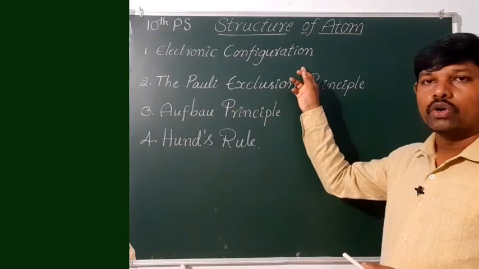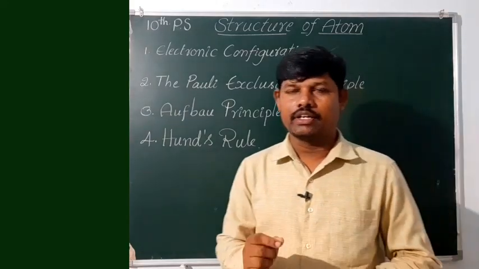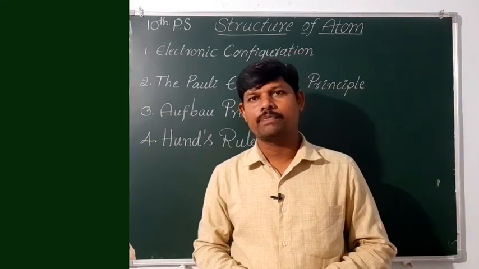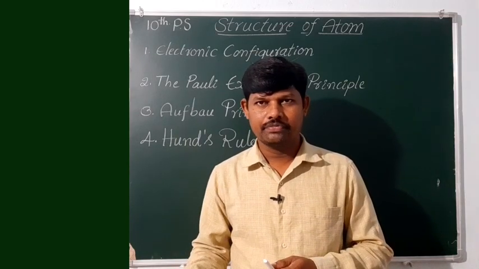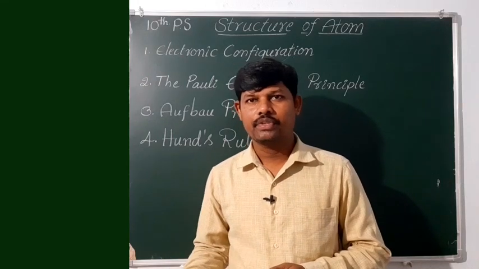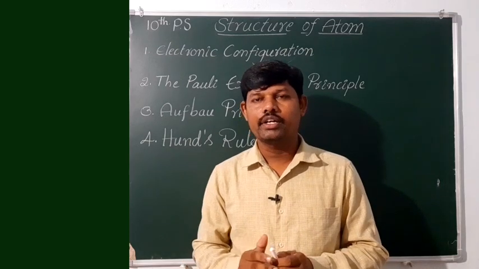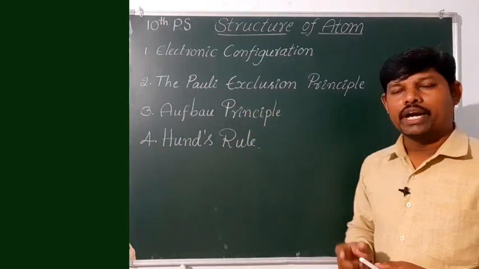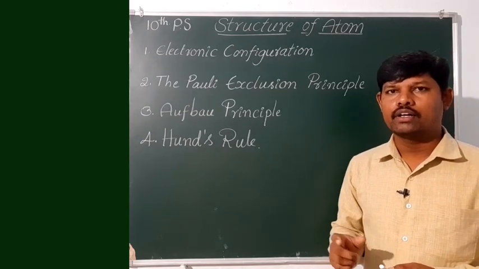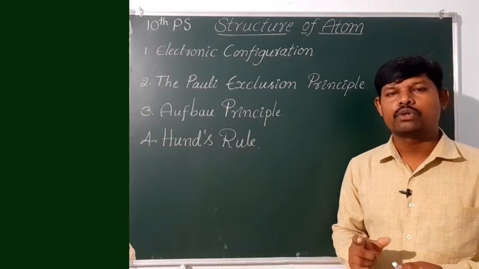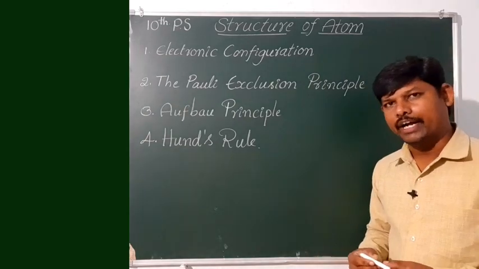First one, electronic configuration. Already in the previous class we have discussed electronic configuration. What is electronic configuration? The distribution of electrons in an atom, in its shells, subshells and orbitals. Now to understand the electronic configuration in detail, let us consider the hydrogen atom, because hydrogen has only one electron in its atom.